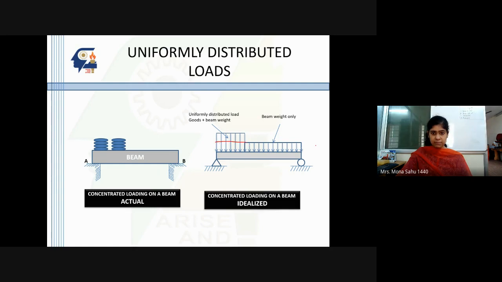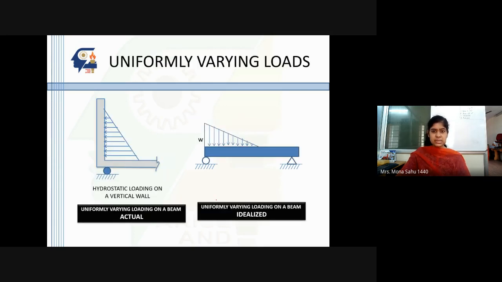Okay, weight of the beam. And the goods are there on this side. So it is a uniformly distributed load of goods plus the weight of the beam. This is the weight of the goods. This is known as a varying load.